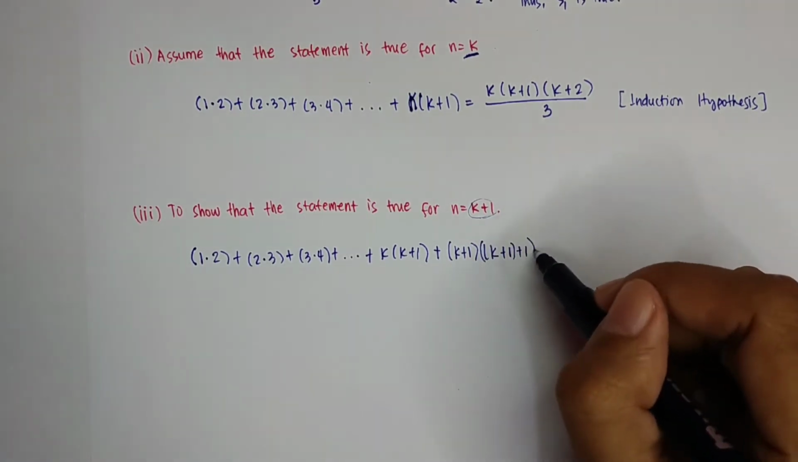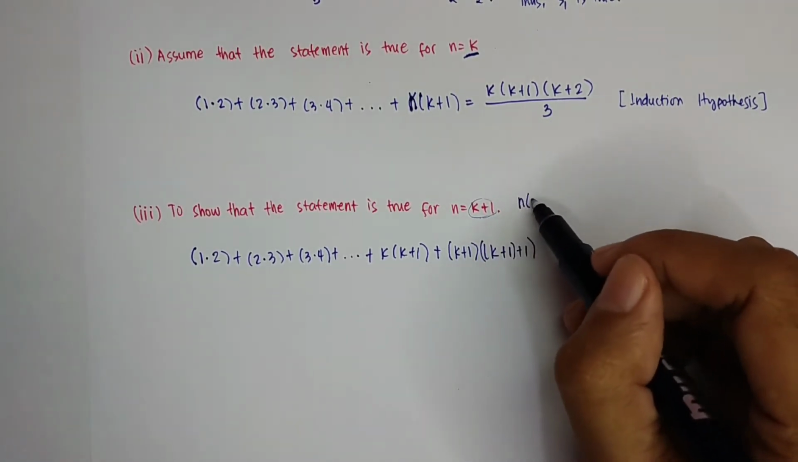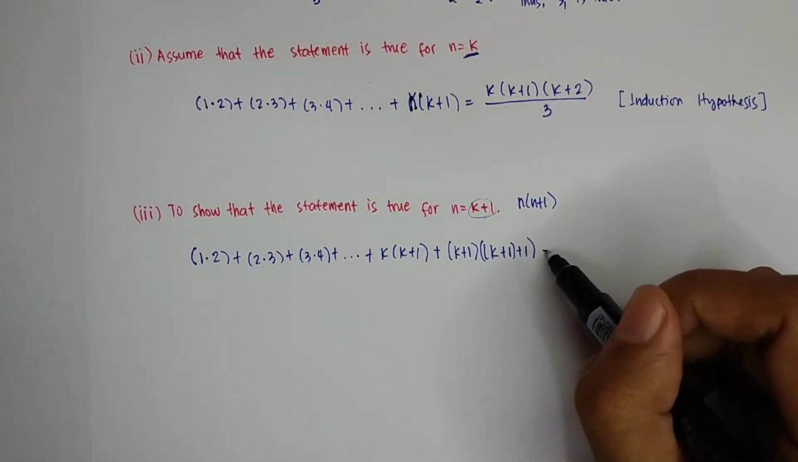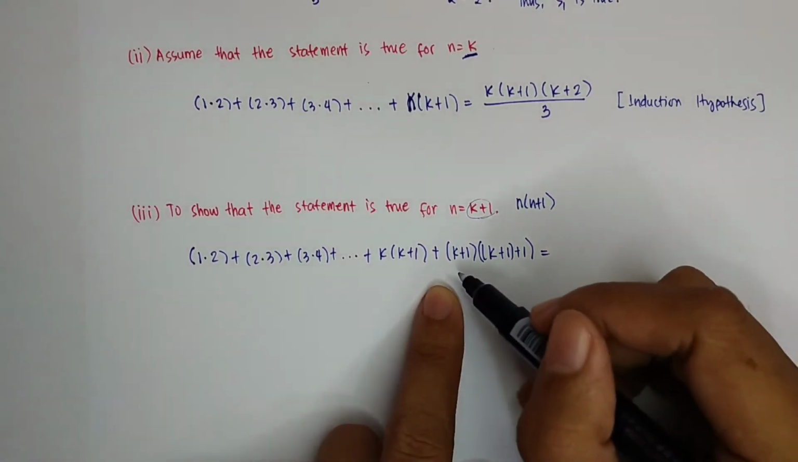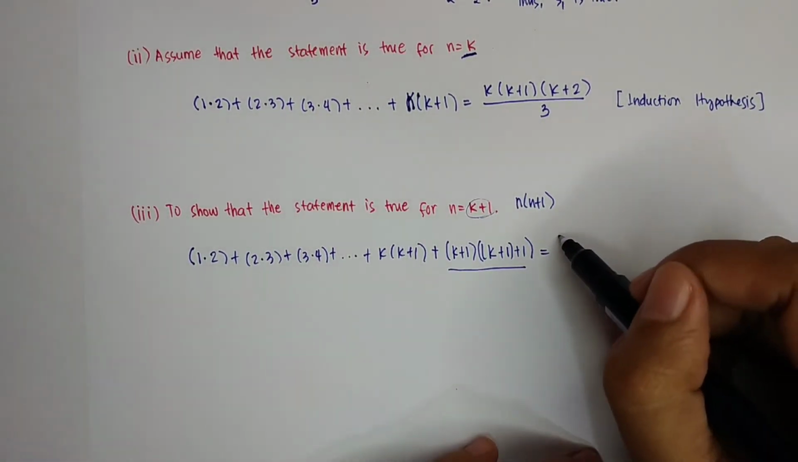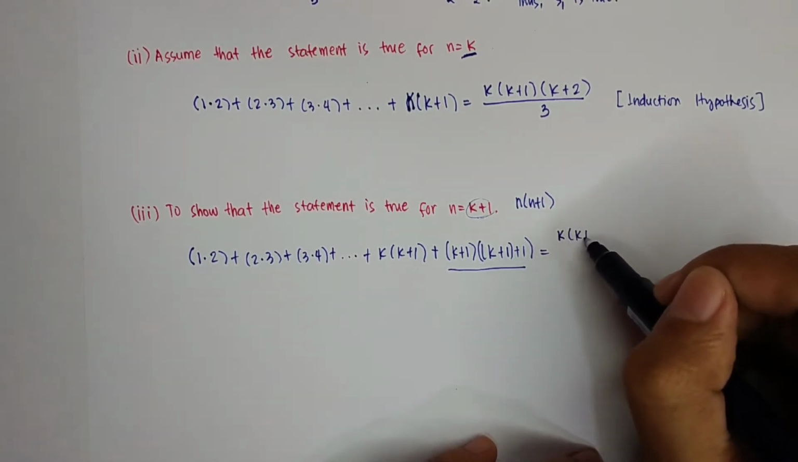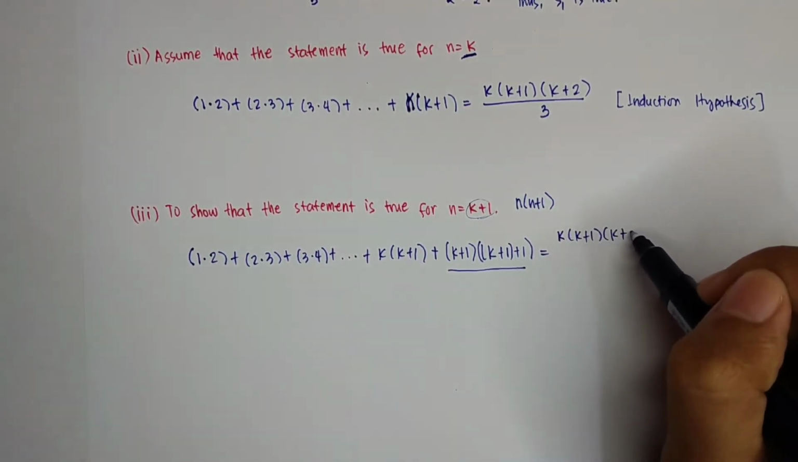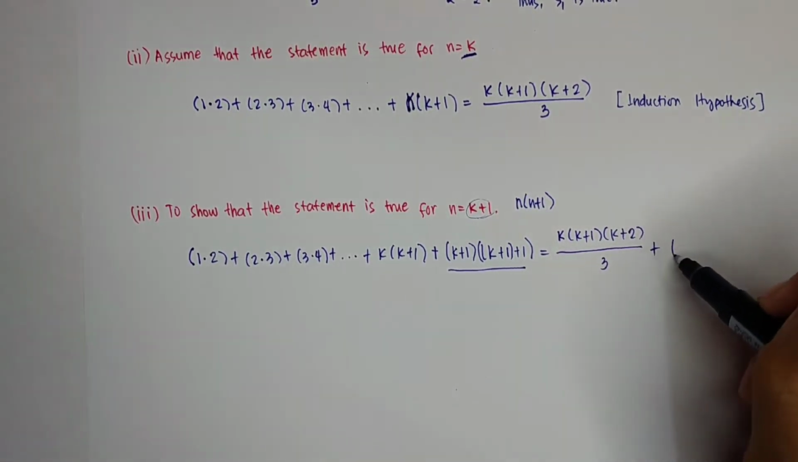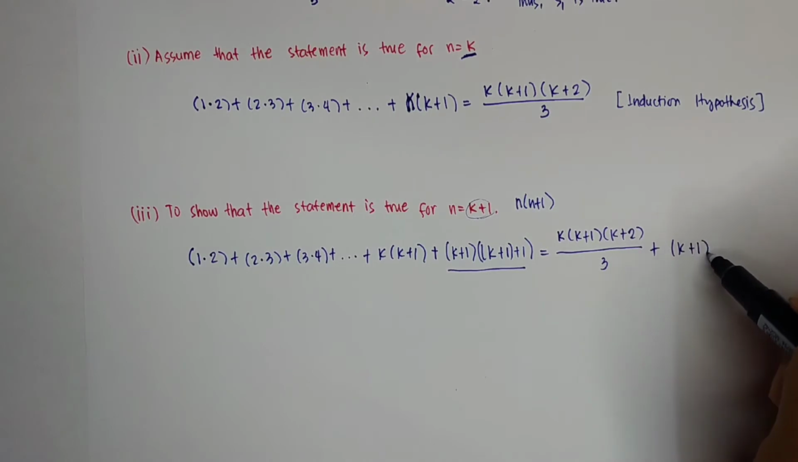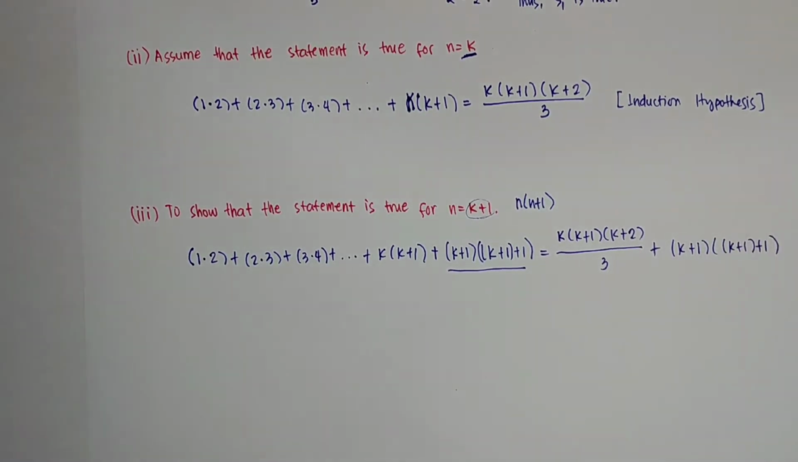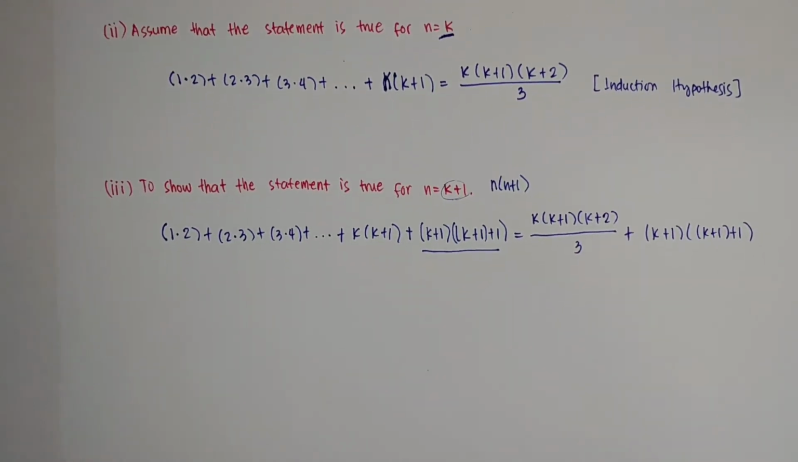Okay? Since 'di ba, yung n term natin is n times n plus 1. So yung n natin pinalitan natin ng k plus 1. That will be equal to kung ano yung na-add natin sa left side, yan din yung i-add natin sa ating right side. So we have k times k plus 1 times k plus 2 all over 3 plus k plus 1 times k plus 1 plus 1. So yan yung terms natin.